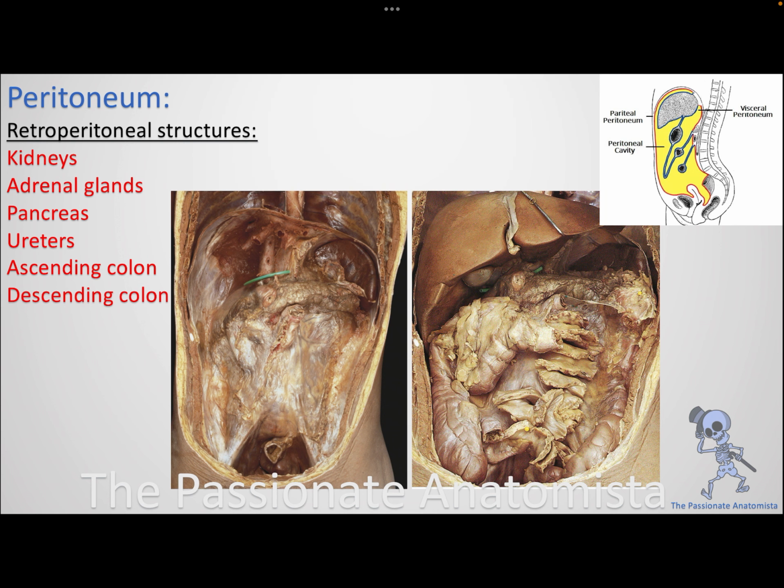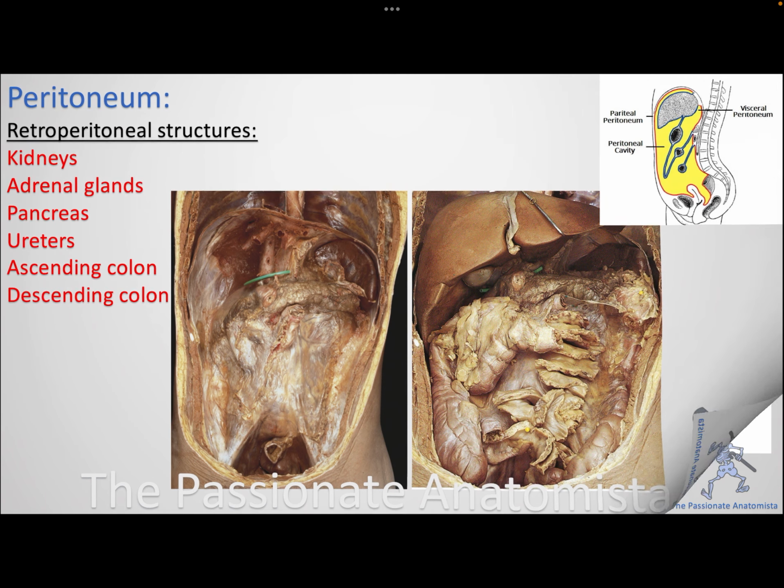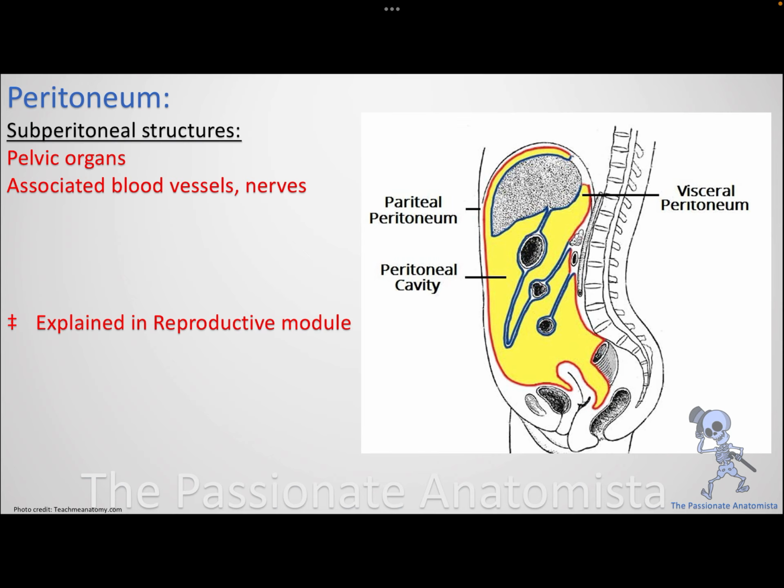And also the gallbladder is considered intraperitoneal, except a piece of it. What about the structures in the pelvis? They are considered to be subperitoneal because they lie below the peritoneum, and the whole story about the peritoneal ligaments in the pelvic organs will be explained in the reproductive module. All right, so I hope you grasp the whole concept of the peritoneum, peritoneal ligaments, and intra, retro, and subperitoneal organs.